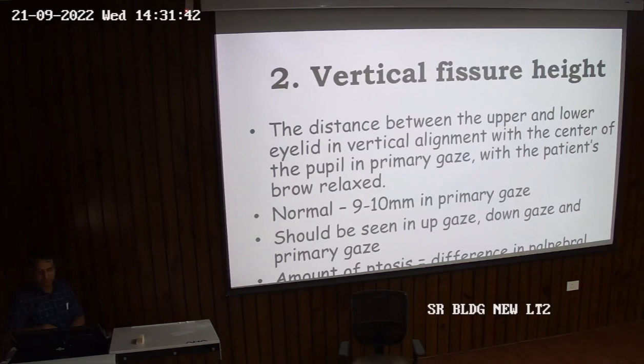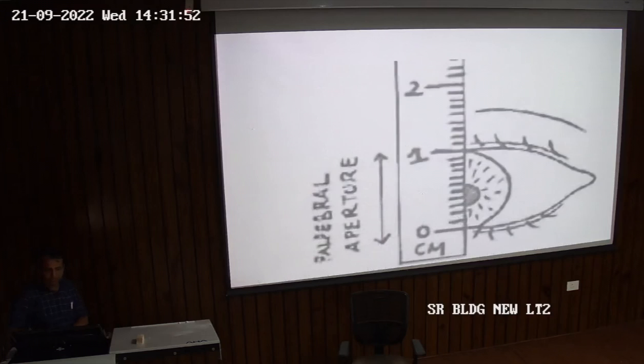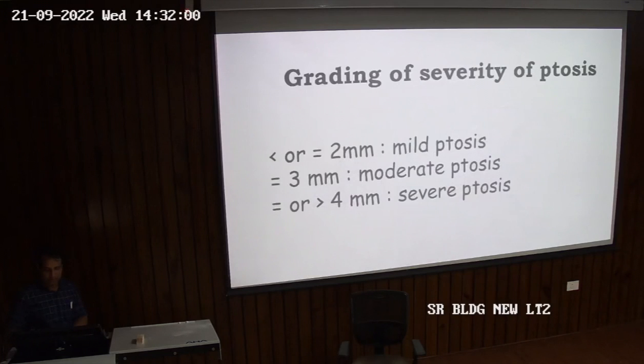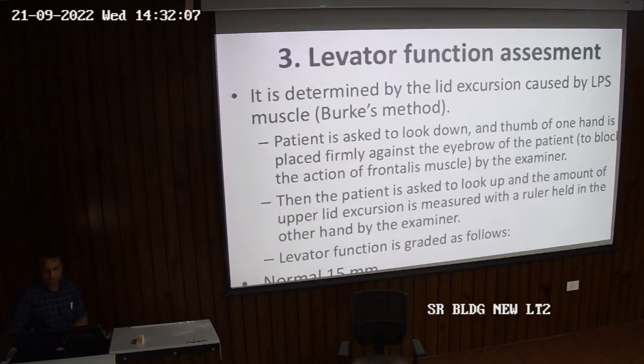Vertical fissure height is the distance between the upper and lower eyelid in vertical alignment with the center of the pupil in primary gaze. Normally it is 9 to 10 millimeter in primary gaze. It should be seen in up gaze, down gaze and primary gaze. So in this picture you will see the distance between two eyelid margins. And grading of severity of ptosis: 2 millimeter mild ptosis, 3 millimeter moderate, and more than 4 millimeter severe ptosis.